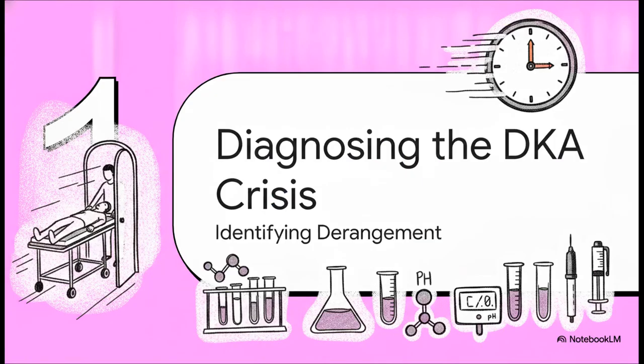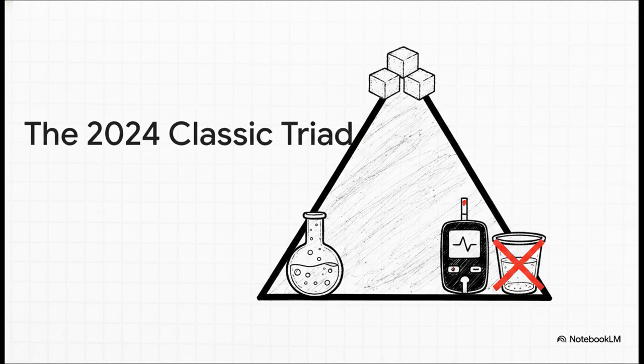Section 1. Diagnosing the DKA crisis, identifying the metabolic derangement. To officially confirm DKA, you need all three elements of the updated diagnostic triad. First up, hyperglycemia. This is typically defined as a blood glucose over 200 to 250. Second is metabolic acidosis, meaning a venous pH under 7.3 or a serum bicarb under 18.